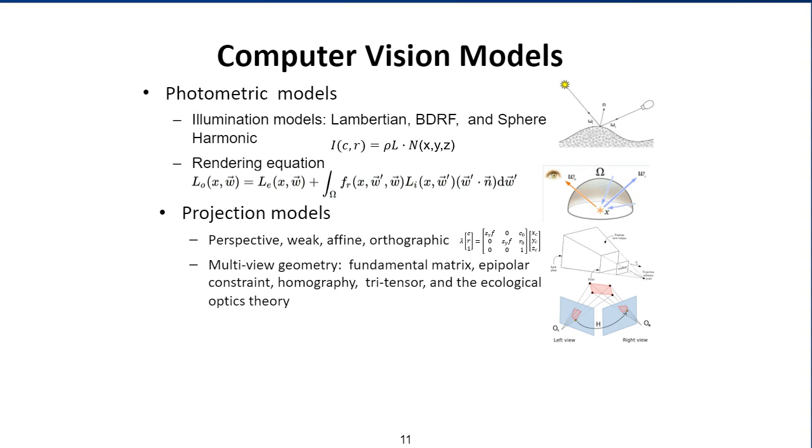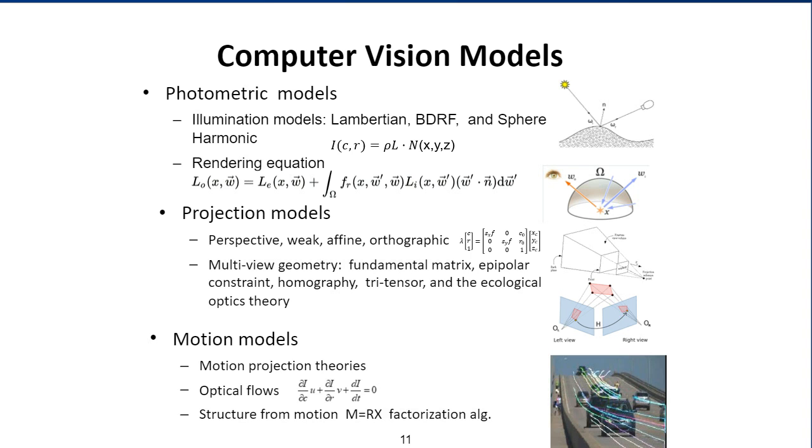And finally, we also have motion models. The motion model basically relates the 3D motion to the 2D image motion. And the 2D image motion is typically calculated as the optic flow.